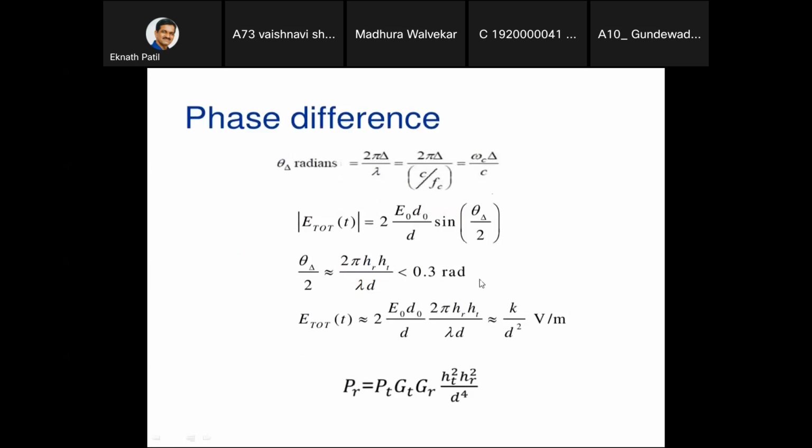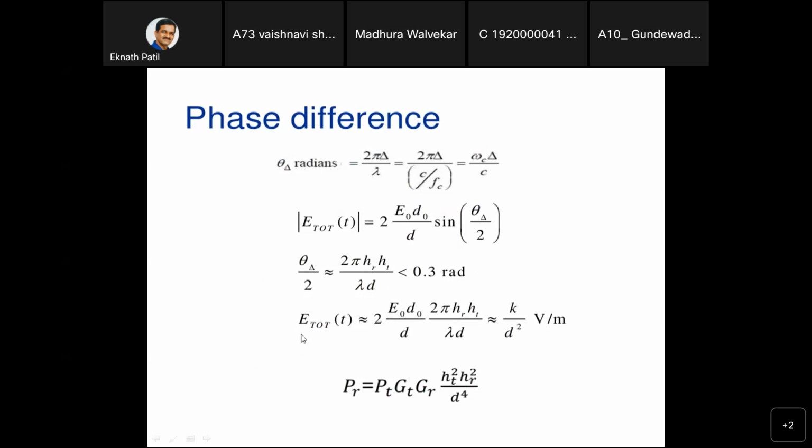Now we have to calculate the phase difference. We have to multiply that path difference with 2 pi by lambda. That is the procedure for calculation of the phase difference. So if we calculate the phase difference and put that in the total electric field, we get theta D divided by 2, which is approximately equal to 2 pi HTHR divided by lambda D, which is less than 0.3 radians.